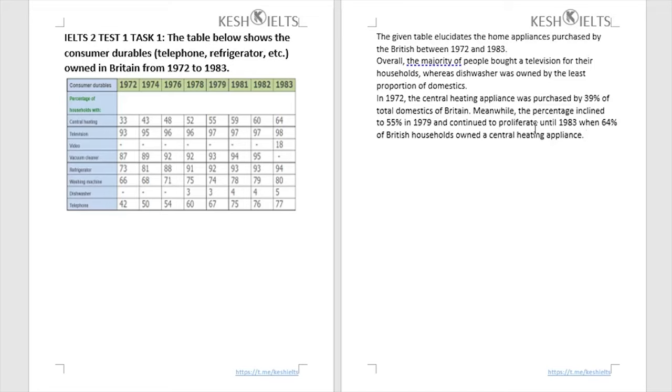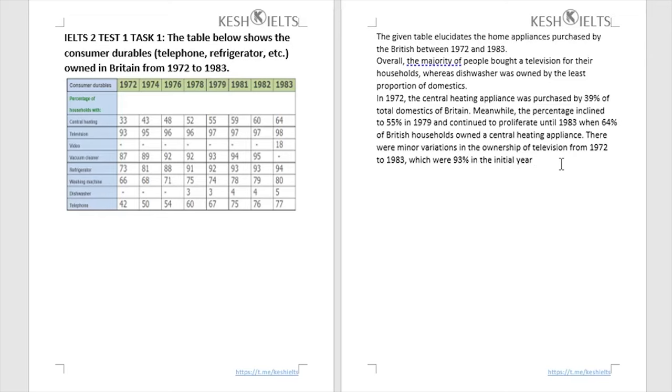Now I move to the television. There were minor variations in the ownership of television from 1972 to 1983, which were 93% in the initial year. When I say initial year, I mean this number, like here, initial year.